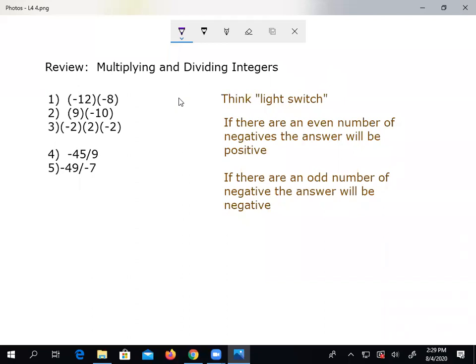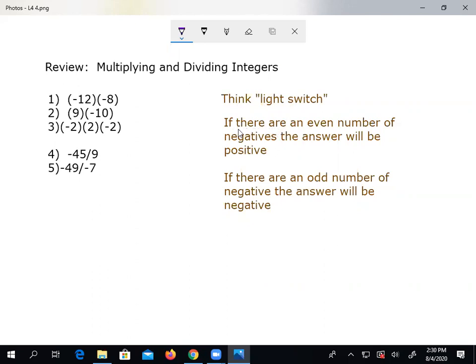So one more review. Let's talk about multiplying and dividing integers. Again, as we said, think like a light switch. If there's one negative, it flips it to a negative. The second negative flips it to a positive. The third negative flips it back to a negative. The fourth negative flips it back to a positive. It just kind of goes back and forth.